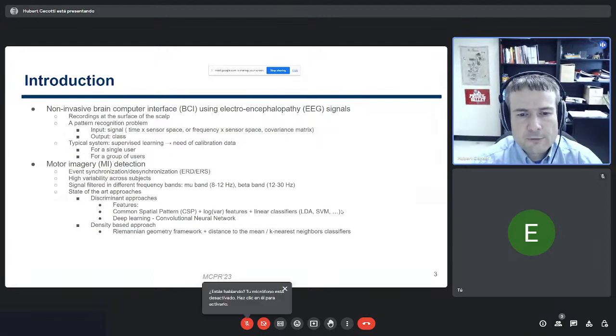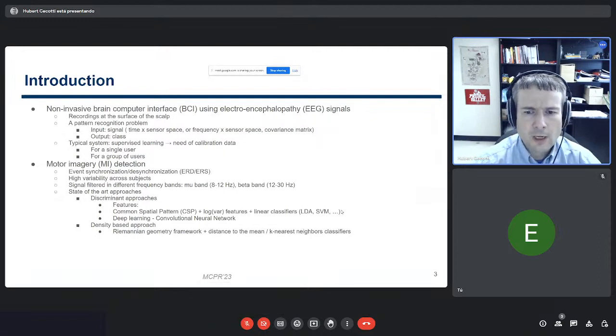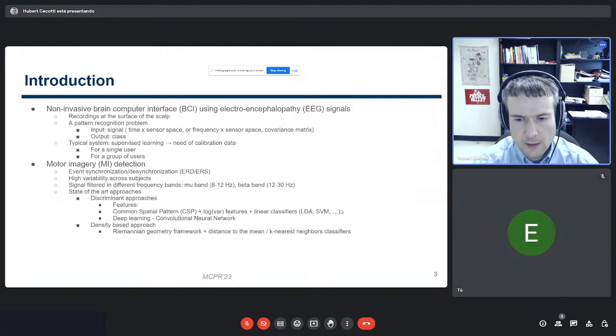Typically it appears in the mu band between 8 and 12 Hz and the beta band between 12 and 30 Hz. In the literature, different approaches have been used with different frequency bands, between 8 and 30 Hz. We have discriminant approaches using common spatial patterns, a type of spatial filter. Then we use log-variance features, the log of the variance of the signal. After that, typically, we continue with a linear discriminant analysis classifier or a support vector machine, state-of-the-art classifiers.